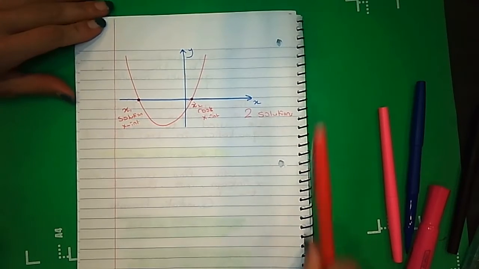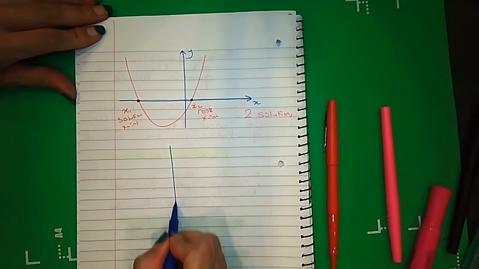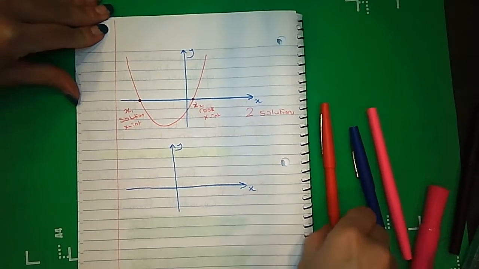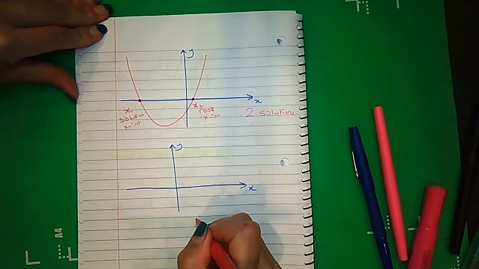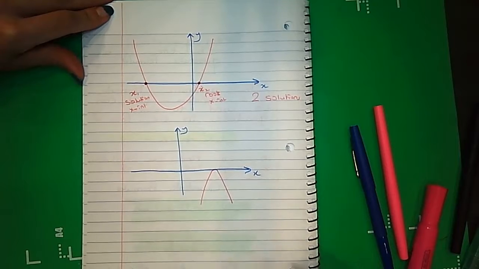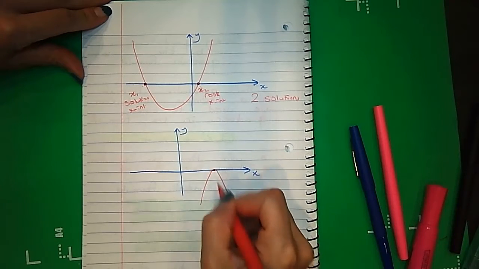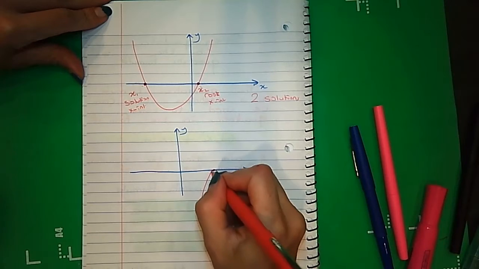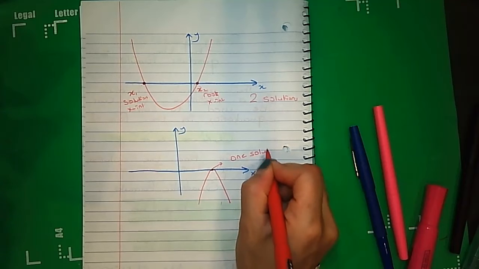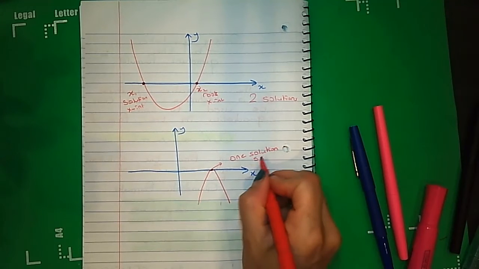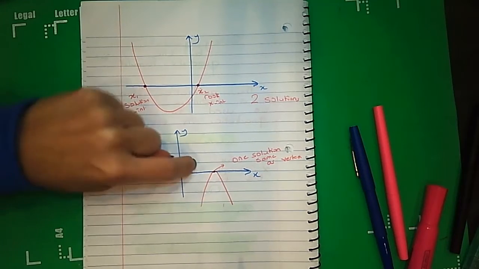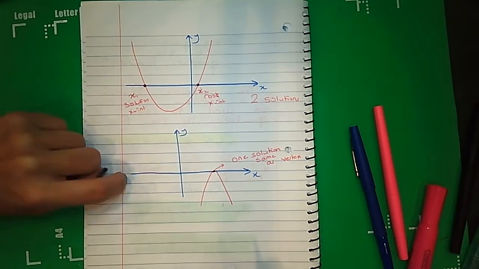All right, let's do another random example, a random graph. X, y, let's do this graph. Notice here that that parabola touched the x-axis only once. And it just happened that the x-intercept is the same as your vertex. Now we're going to see what a discriminant means when we have one solution.